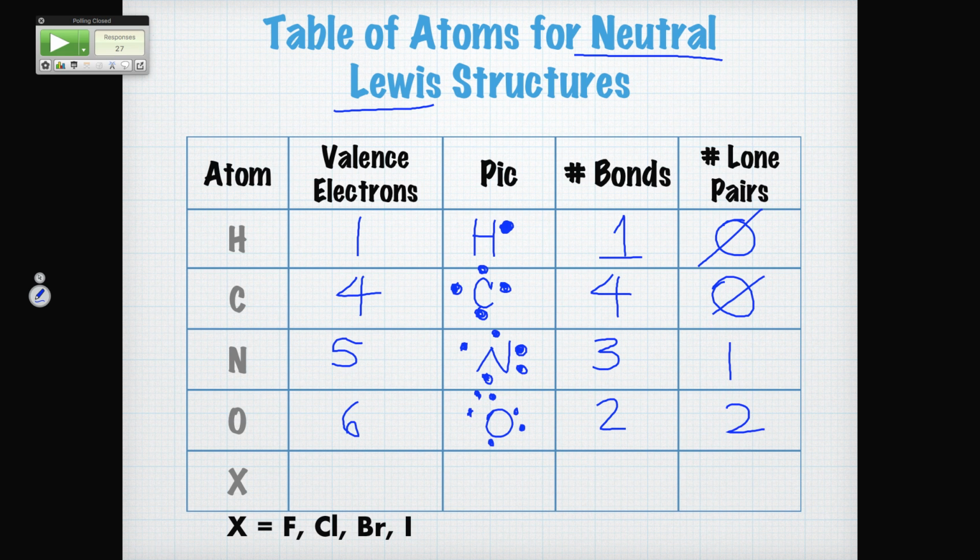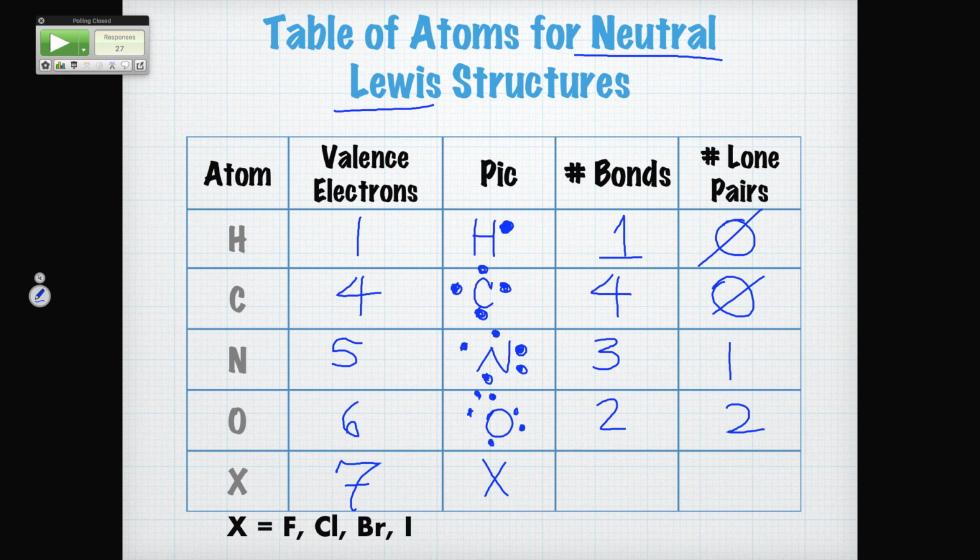X stands for all the halogens because all the halogens have the same number of valence electrons, so X got used for that. Because of that, we will probably never have an element that's just X. So how many valence electrons do the halogens have? 7. Over here, I'm going to do my X, but remember, it can be fluorine, chlorine, bromine, or iodine.